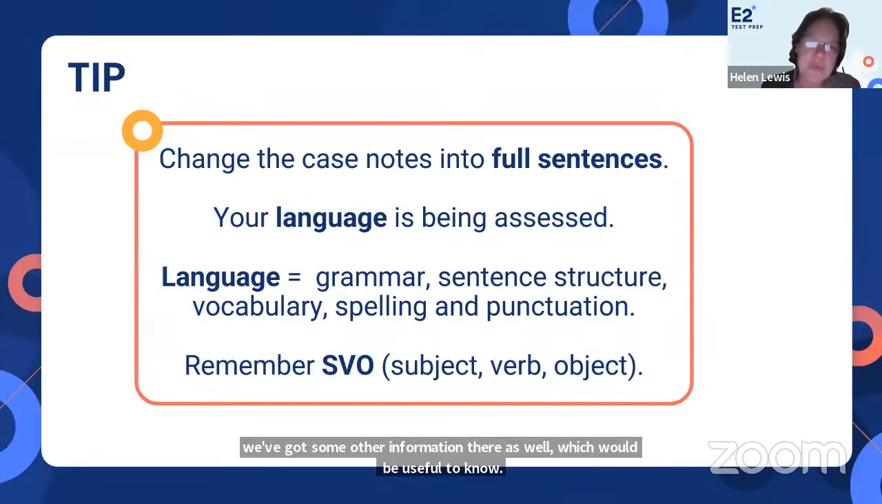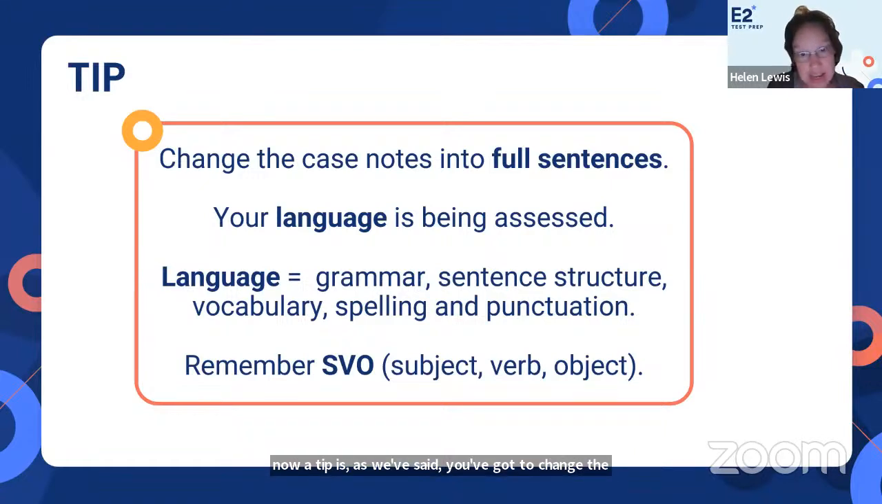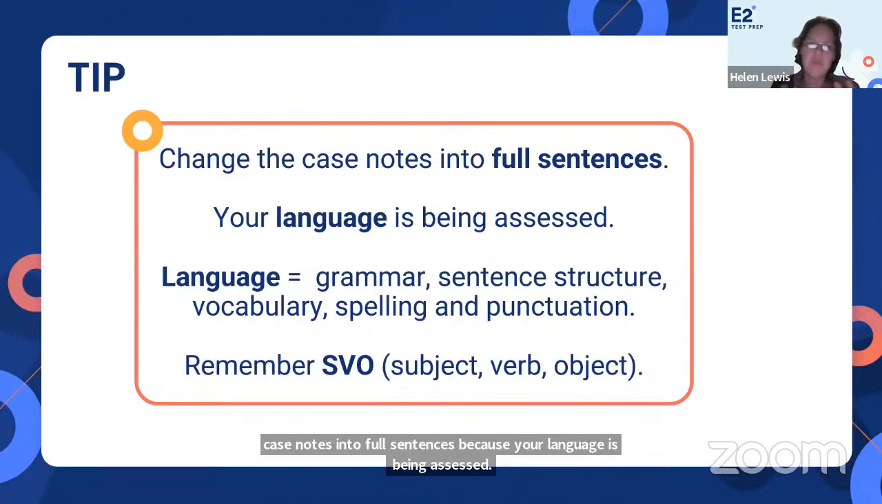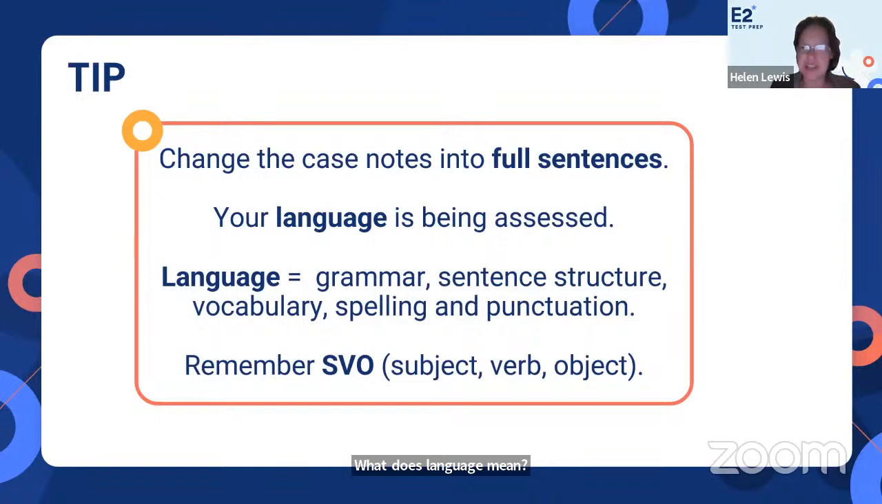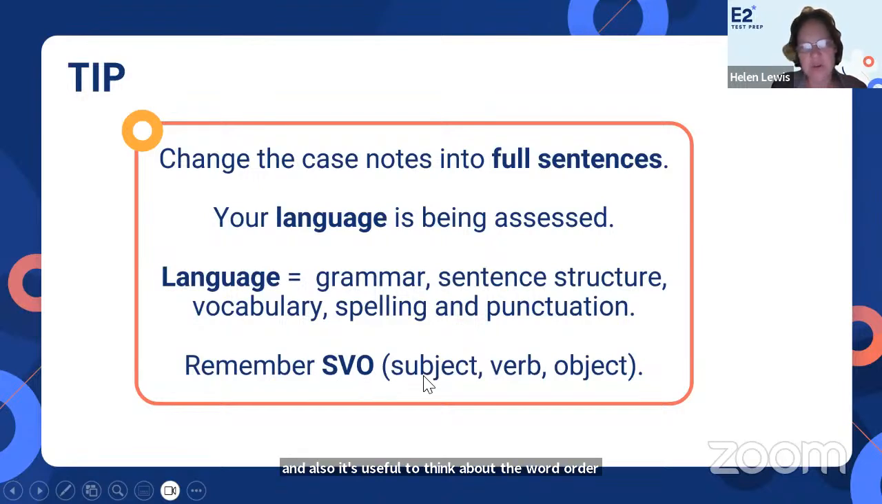Now, a tip is, as we've said, you've got to change the case notes into full sentences because your language is being assessed. What does language mean? Well, it means grammar, sentence structure, vocabulary, spelling, punctuation. And also it's useful to think about the word order of English, SVO: subject, verb, object, okay? Helen taught a class, right? Helen is the subject, taught is the verb, a class is the object.